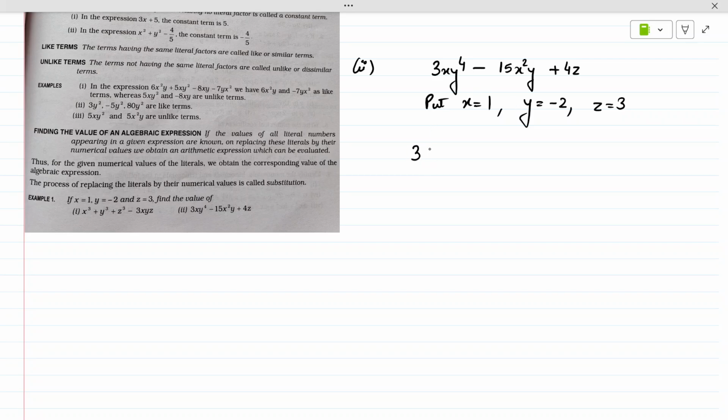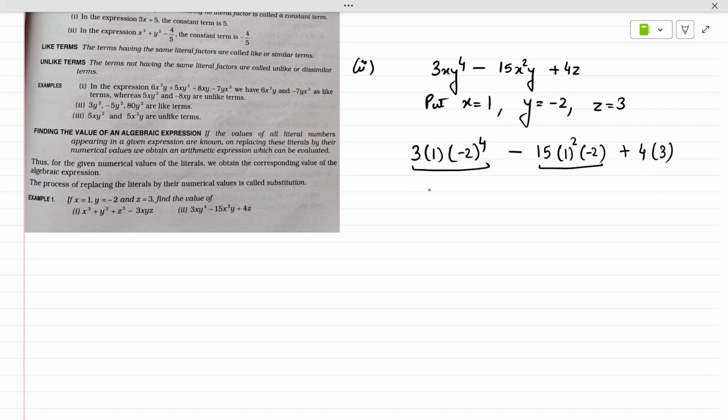So we have 3, and then in x we have 1, and in y we have minus 2 raised to the power 4. This is the first expression. Then we have minus here, 15x^2, that is 1 square, and y, that is minus 2. Second expression, then this 4 here, and then z, 3. Okay, so you can do it like this, and you can put a big bracket outside. So let's solve this.